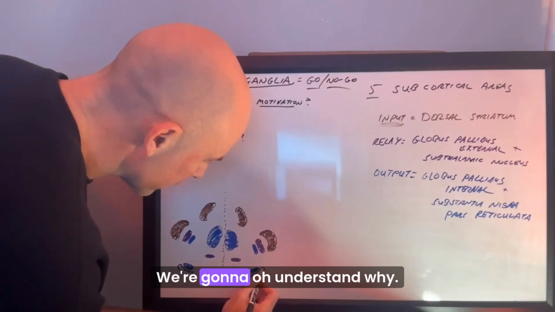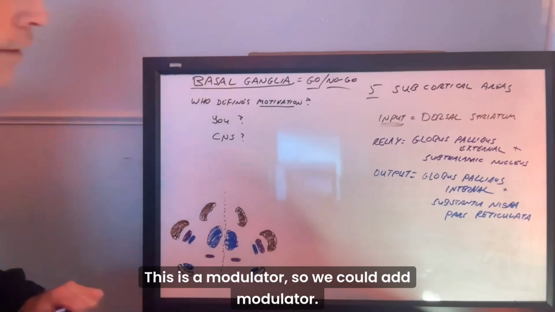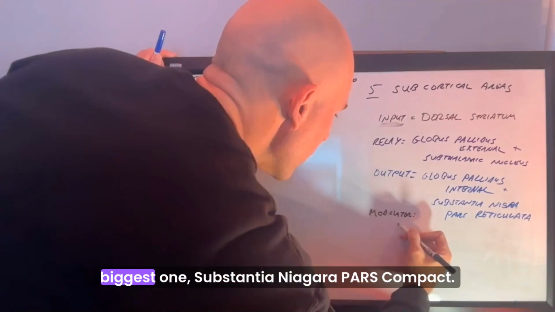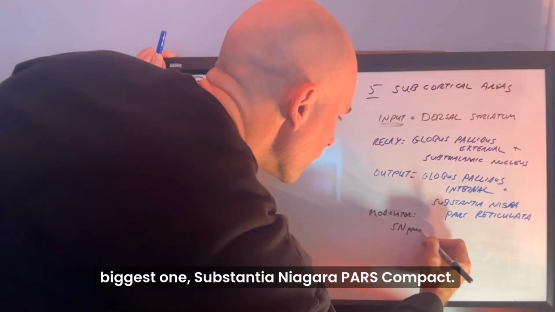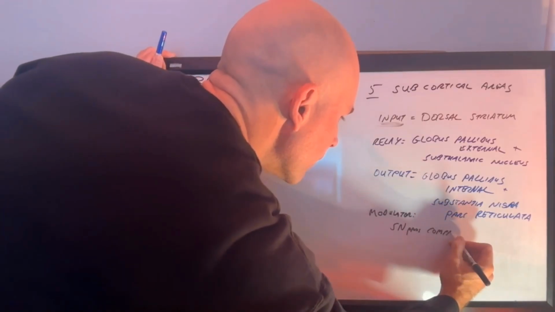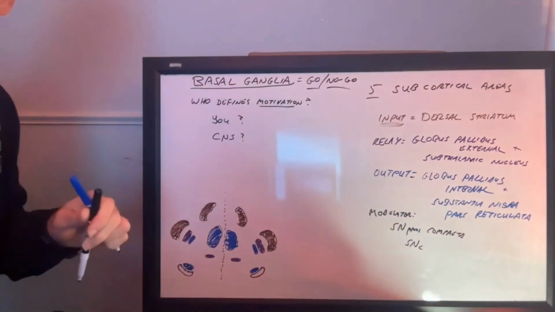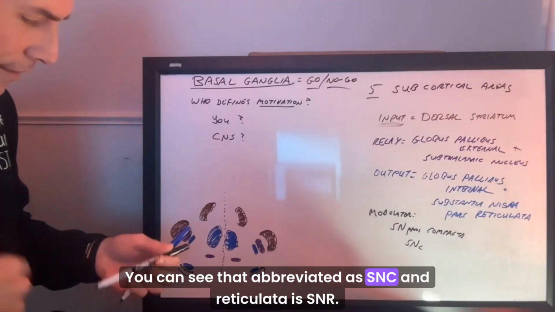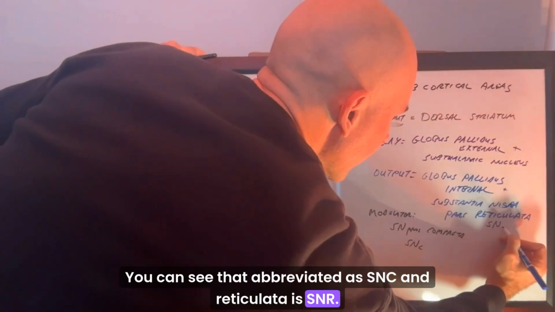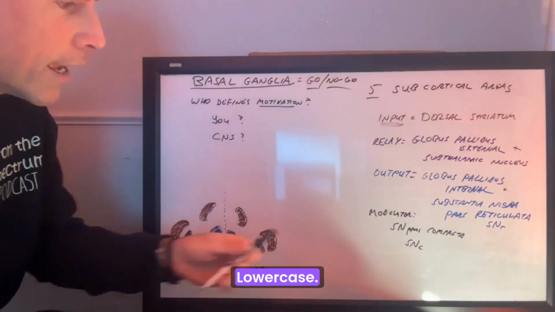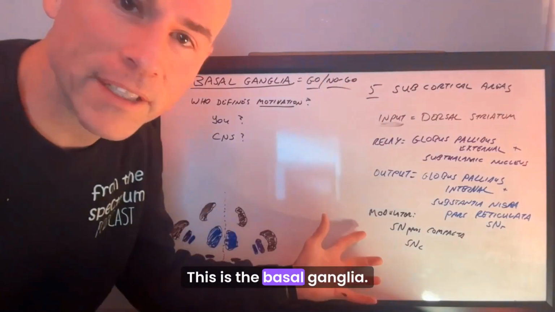We're going to understand why. This is a modulator. So we could add modulator. The biggest one, substantia nigra pars compacta. You can see that abbreviated as SNc, and reticulata is SNr, lowercase. The c and r are lowercase. This is the basal ganglia.